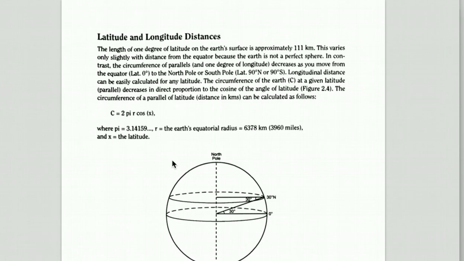And now we will go to latitude and longitude distance. Okay, so I'm going to quickly read over through this, and then I'll explain it. Alright, so the length of 1 degree of latitude on the Earth's surface is approximately 111 kilometers.